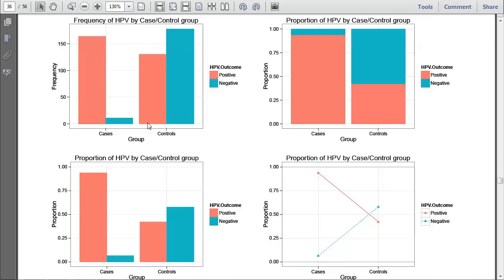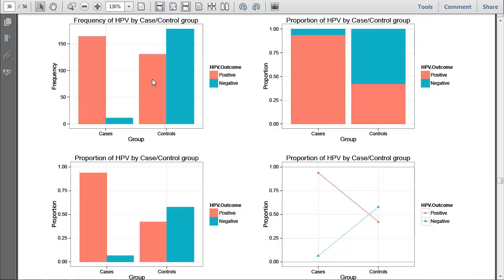So on the top left, we have the cases and controls on the x-axis. We have the frequency on the vertical axis, and we've got 2 colors. Red is positive, blue is negative. So here, in the cases, we have tons of positives and very few negatives, whereas in the controls, it's not half and half, but maybe 40-60 for positive and negative.